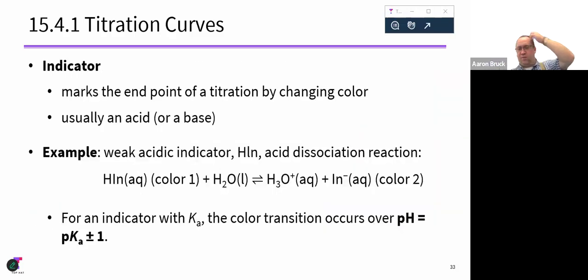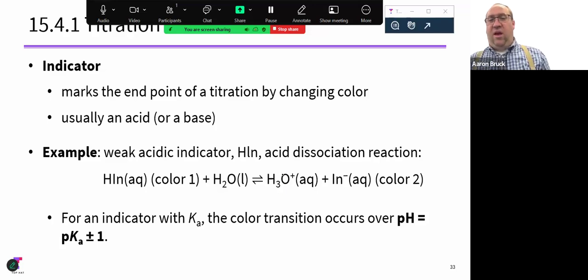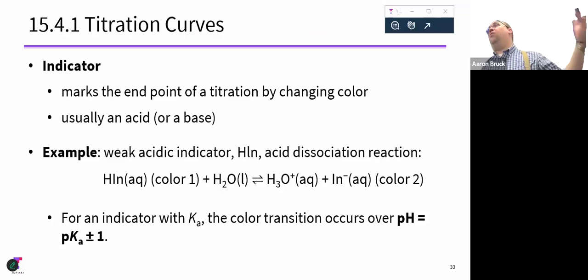Well, we want to take a minute here and talk a little bit more about indicators. Indicators ultimately mark the endpoint because they change colors at and around that pH. Now, these indicators are usually organic dyes of some kind. They're organic acids or bases. And if we look at the equilibrium of that organic dye, for something like a weak acid indicator, we would see that it would act as an acid and produce hydronium. The fully molecular version in the reactants would be one color, and the deprotonated version in the products would be a different color. And so the key trick would be figuring out when that transition takes place.